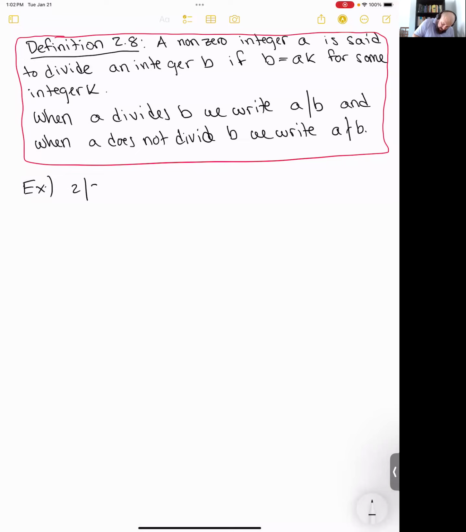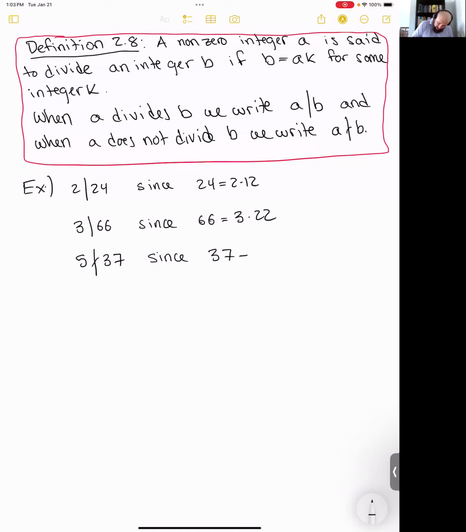So of course, 2 divides 24, since, well, we can write 24 as 2 times 12. So k is 12 in this case. 3 divides 66, since 66 can be written as 3 times 22. 5 does not divide 37, since 37 does not equal 5 times k for any k.